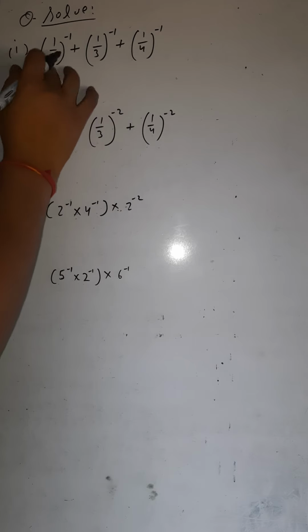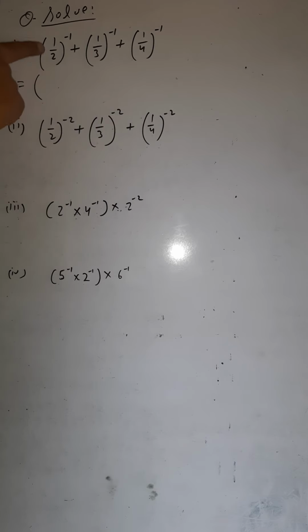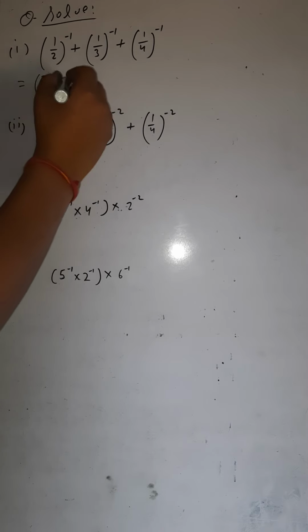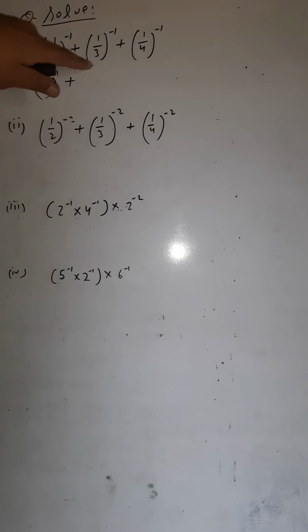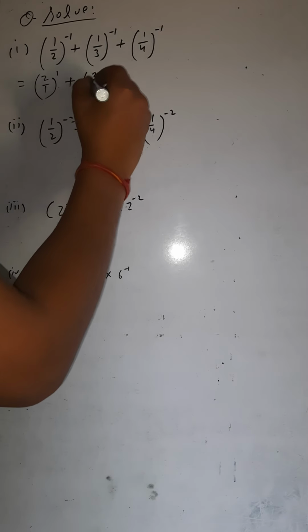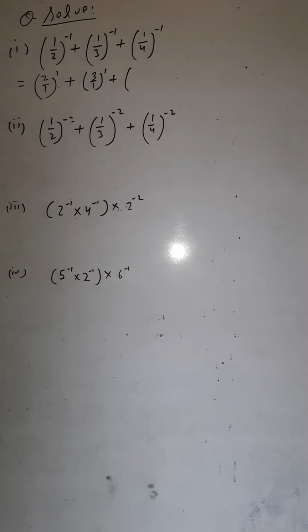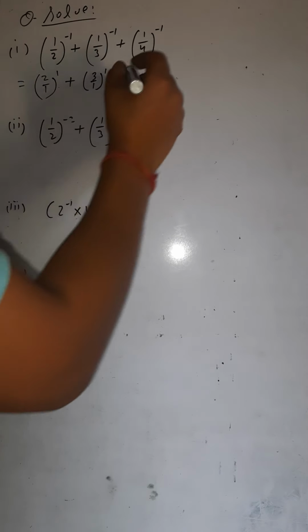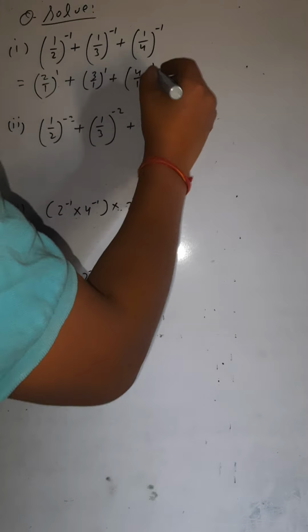So we can write (1/2)^-1 as (2/1)^+1. Similarly, (1/3)^-1 again can be written as (3/1)^+1. Similarly, (1/4)^-1 can be written as (4/1)^+1. It's clear to you?